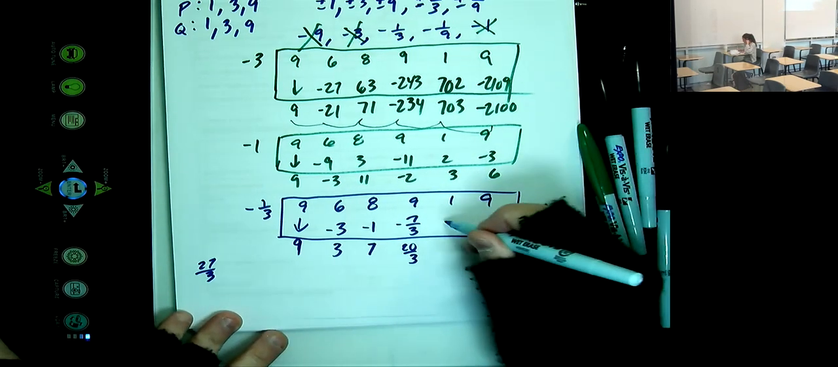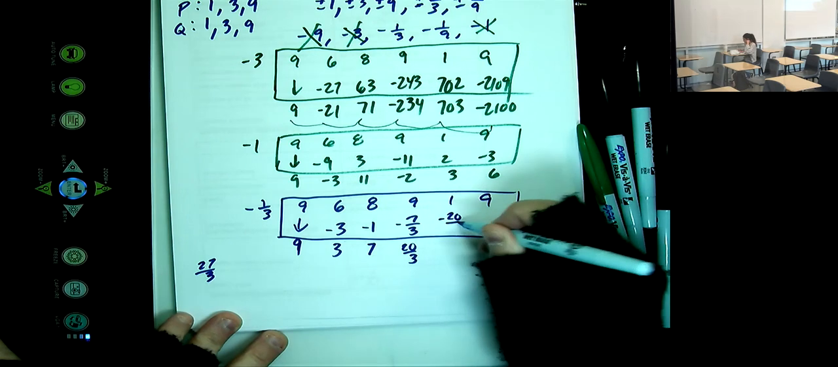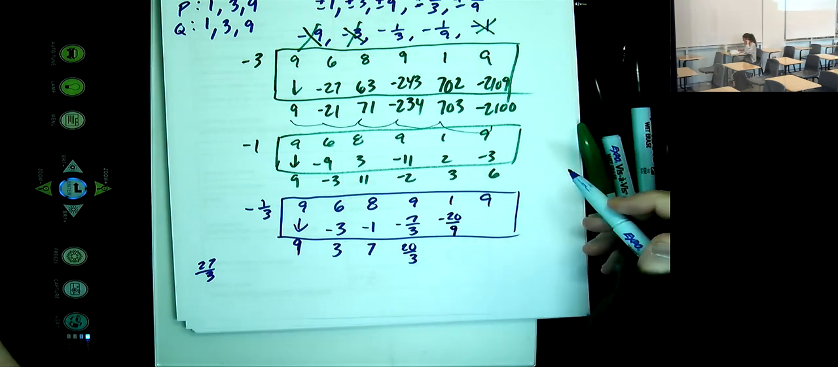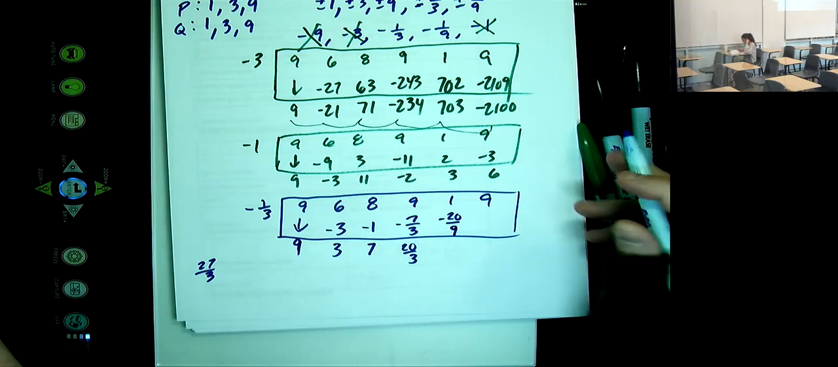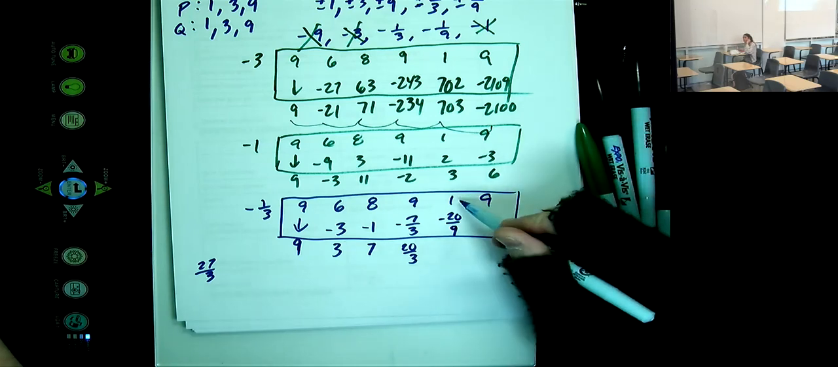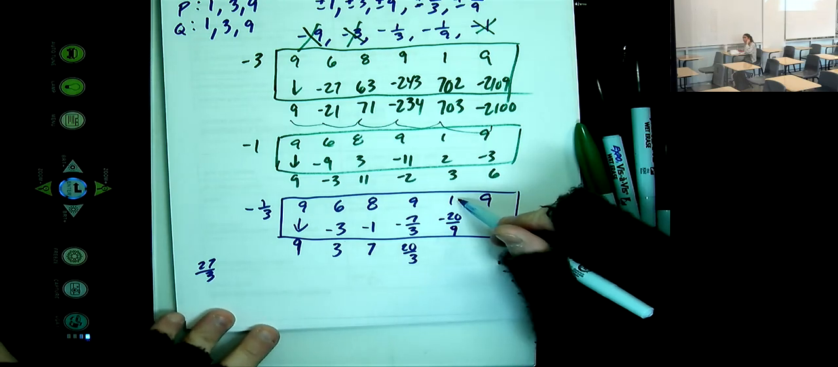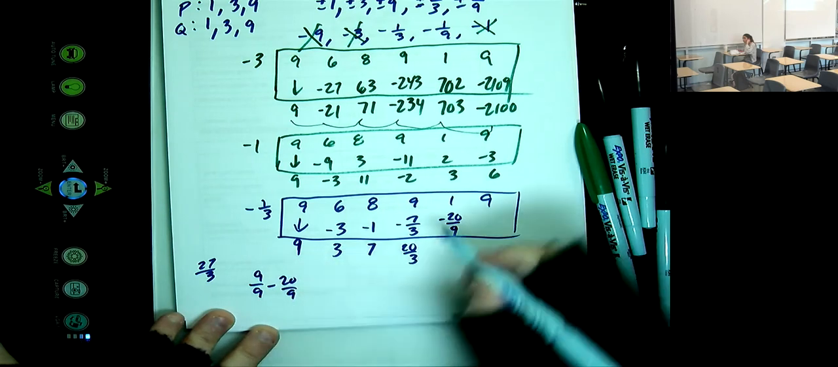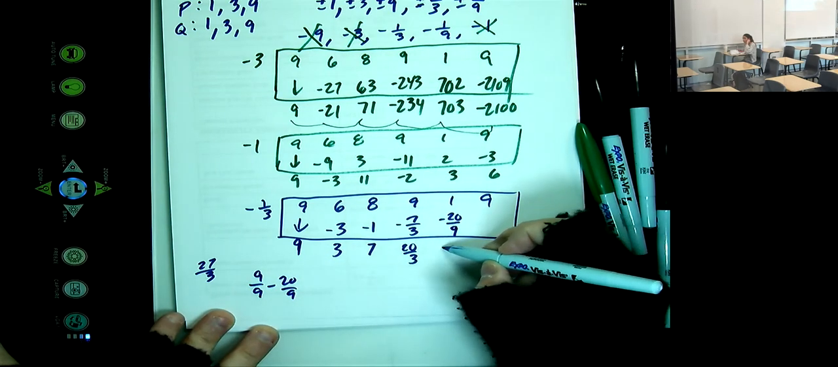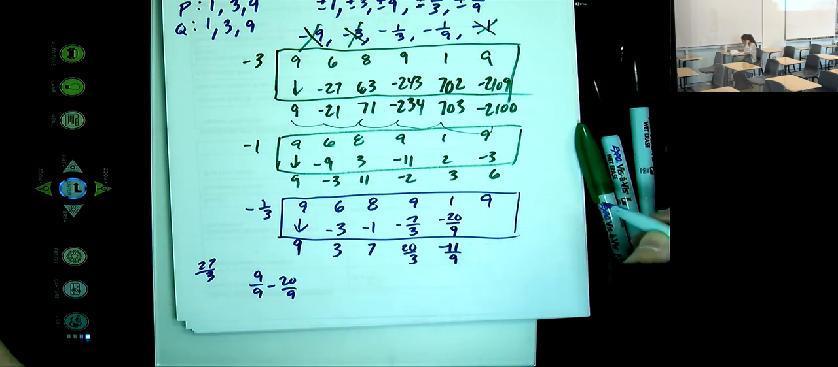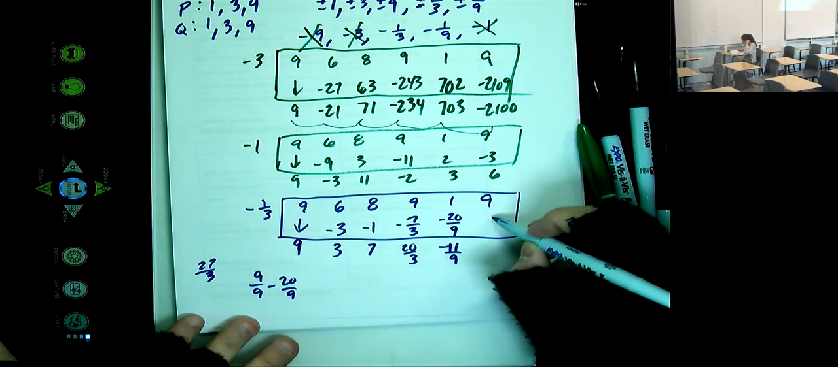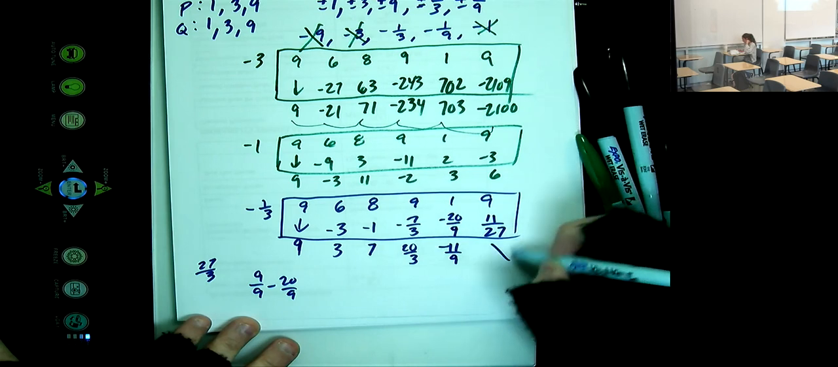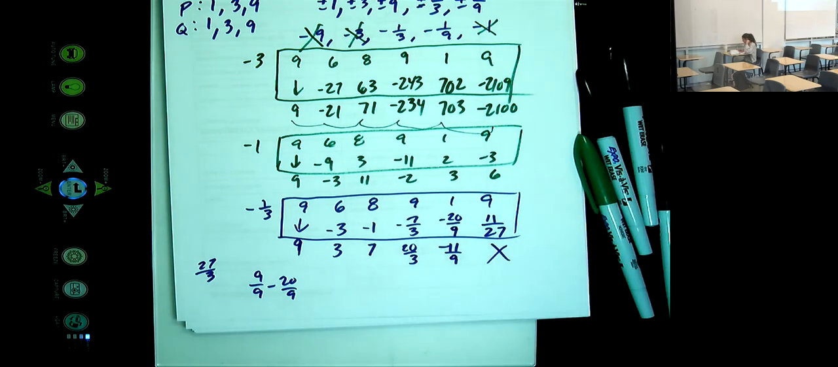So this is -20/9. No, it's not getting us there. So this is 9/9 minus 20/9, which is -11/9. And I'm getting 11/27. That's not 0. So we've crossed off -1/3.